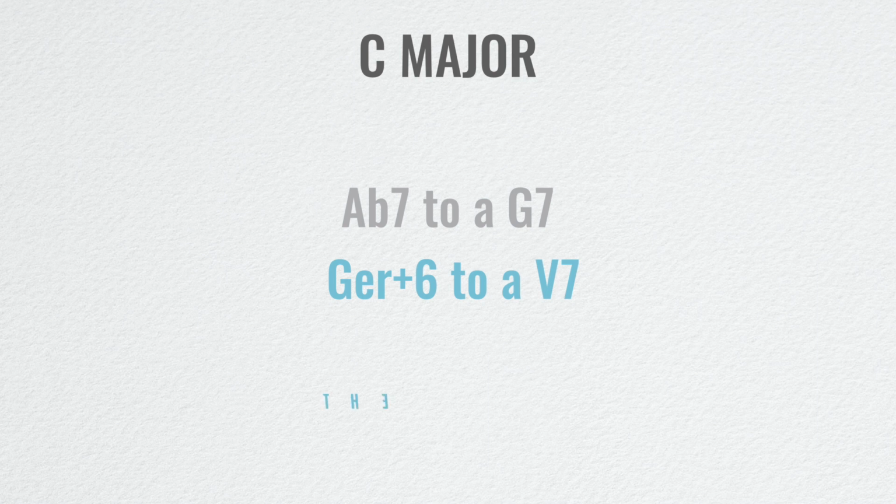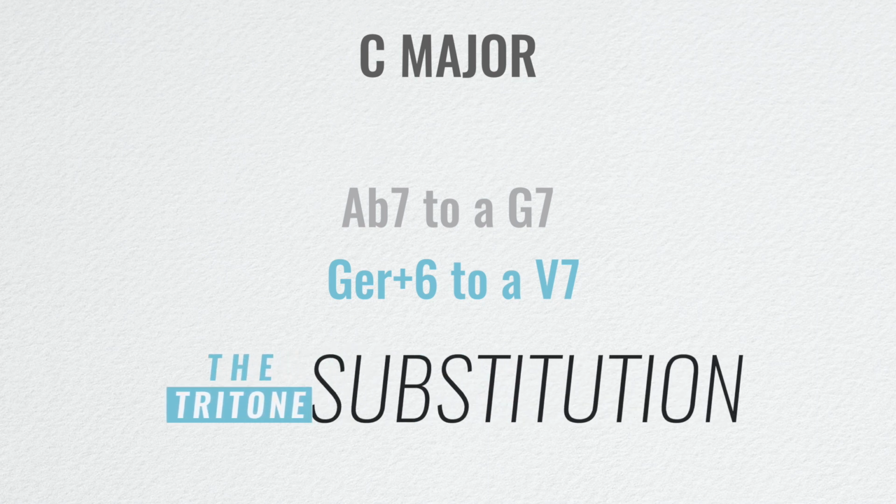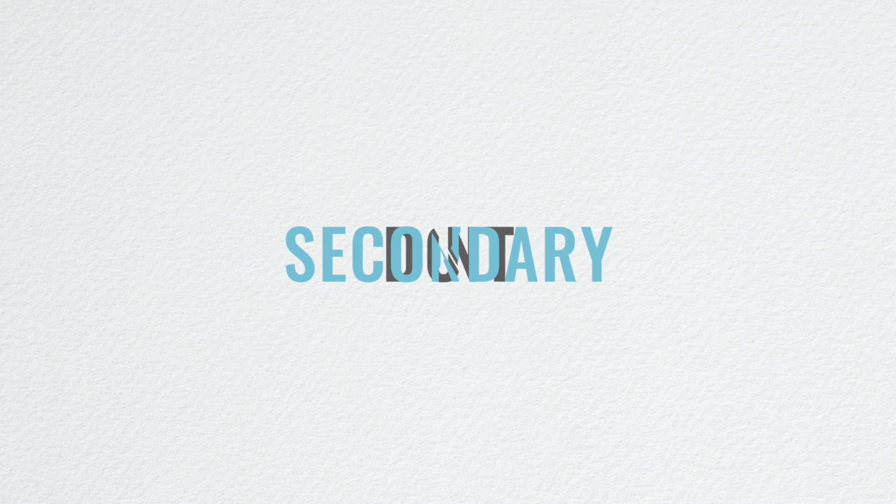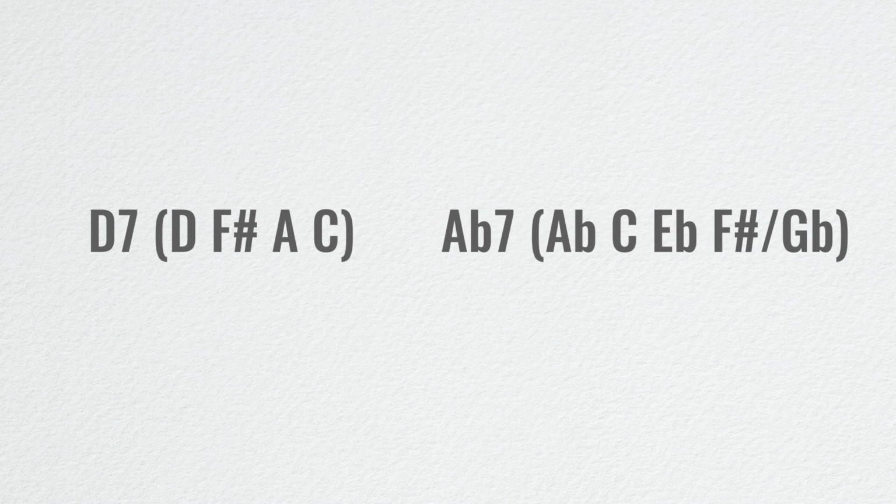And this is known as the tritone substitution. What is it substituting, you ask? It's substituting the V7 of V, in this case, a D dominant seventh chord. It's called the tritone substitution because their roots are a tritone apart, and they share a tritone.